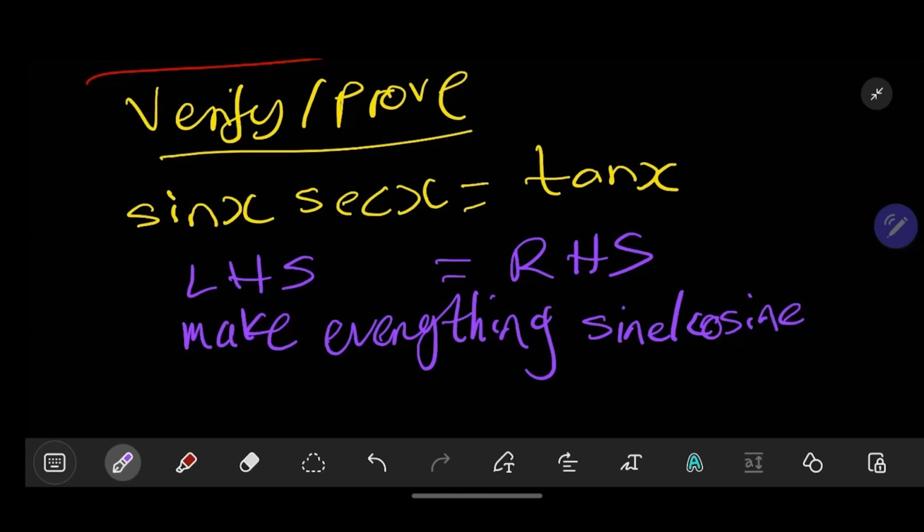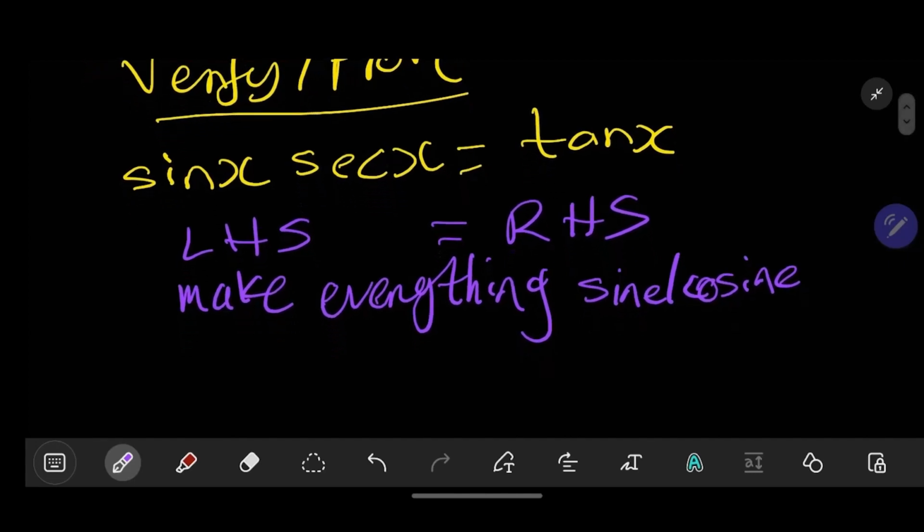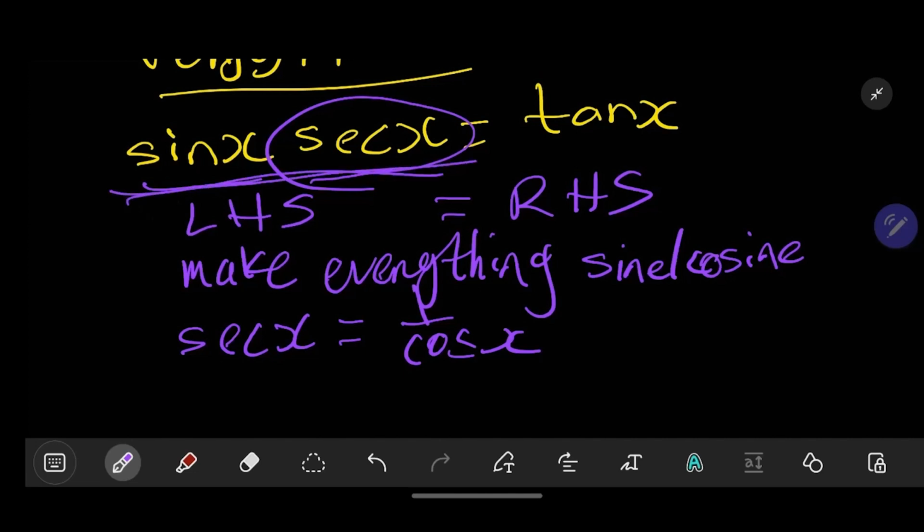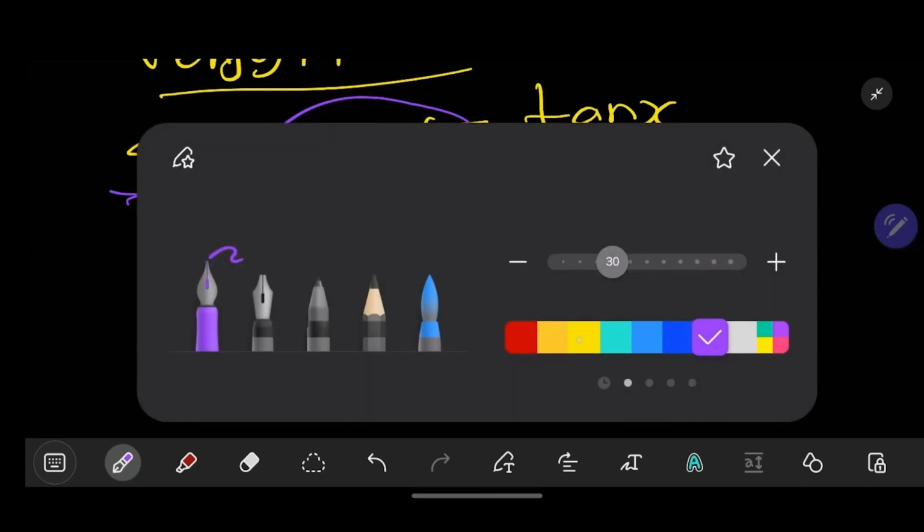Okay, so I can already see we have sine on the left hand side and we have sec. And sec, so what we did above, sec of x is basically equal to 1 over cos of x. So I can see that I can make this entire left hand side in terms of sine or cosine. So I'm going to choose the left hand side.